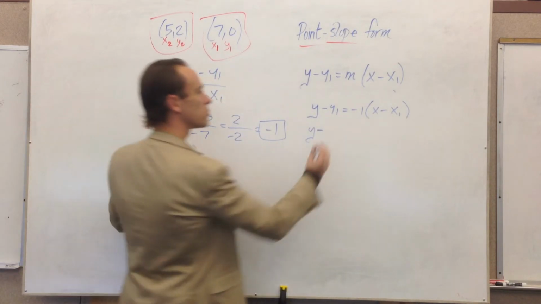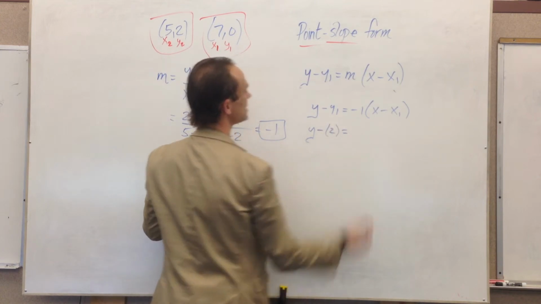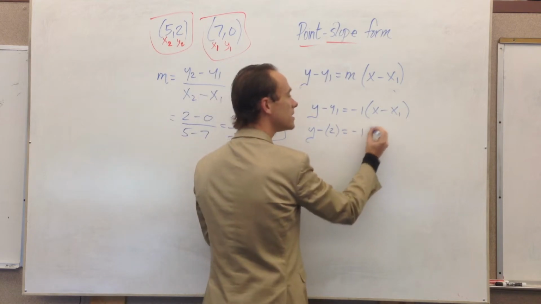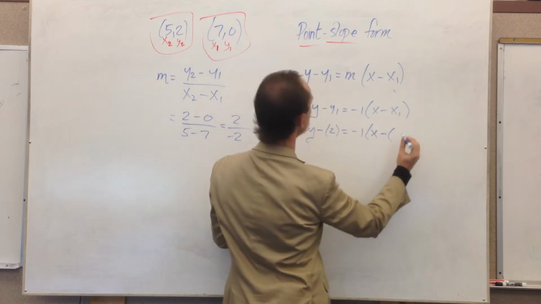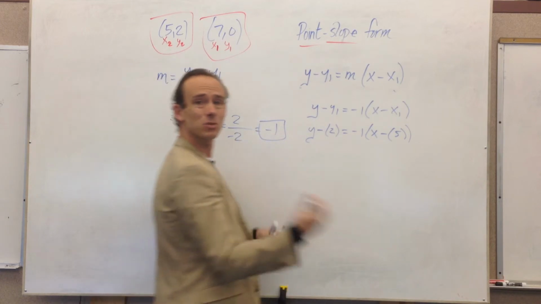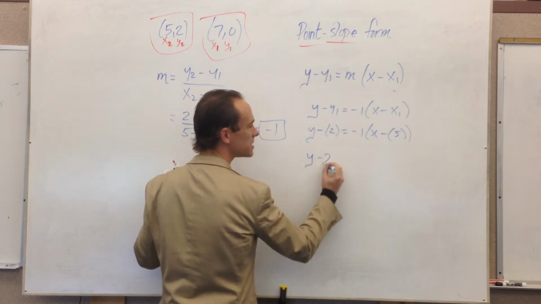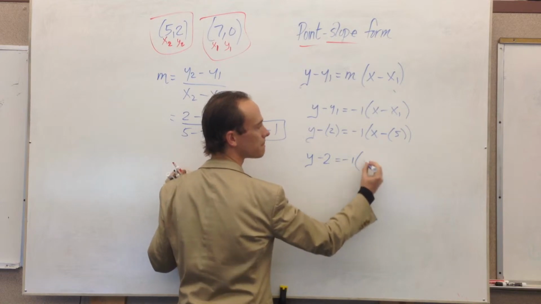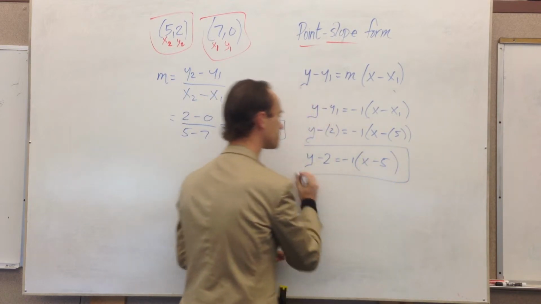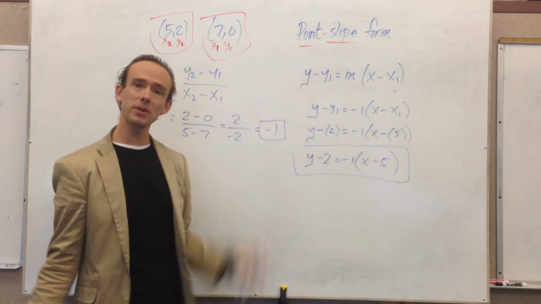y2 is 2, so it's y minus 2. I'm still going to put parentheses. None of these happen to be negative, but if they were, the parentheses would be helping me out, keeping me from making any potential mistakes with my signs. So now I'm just going to ditch the parentheses. And that's the answer. That's the answer in point slope form.